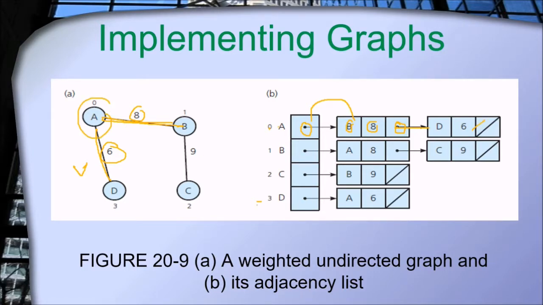We'll take one more example, say D. What about D? D is connected to A, so we have to write A here, and then 6. 6 is the weight, and then null. This is how we implement a graph using the adjacency list. This is a weighted undirected graph.